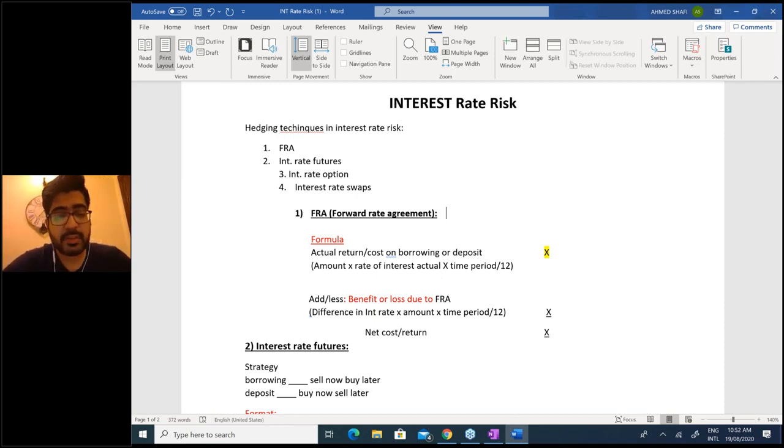Judge whether it's a benefit or loss, into amount into time period over 12. A benefit, if it's a deposit, increases return, so add it. If it's a borrowing case, cost of borrowing, the benefit reduces cost, so deduct it. If it's a loss, loss increases cost, so in case of cost, add it, but loss reduces return, so in case of return, deduct it. I can take any questions here and then move towards futures.